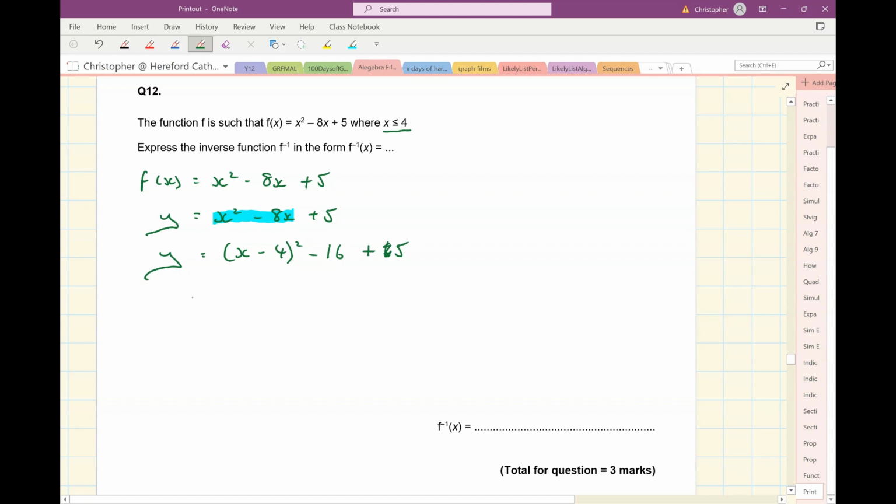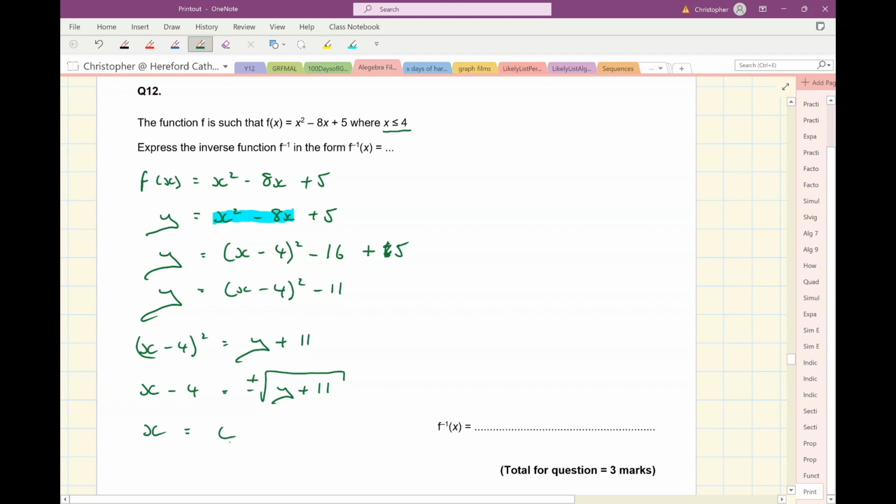So this is (x − 4)² − 11. And now I'm ready to make x the subject of that. I'm going to add 11 to both sides to give me (x − 4)² = y + 11. I'm going to square root both sides to give me x − 4 is one of the two square roots of y + 11. I'm going to add 4 to both sides and write that 4 at the beginning of the expression. There we go.